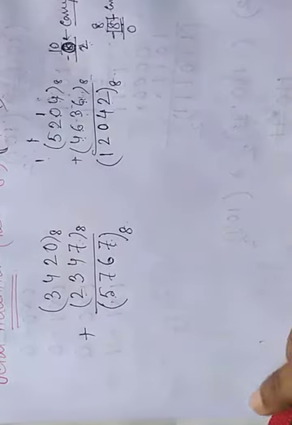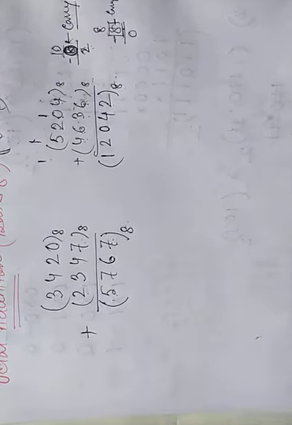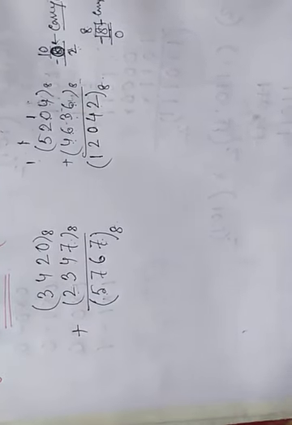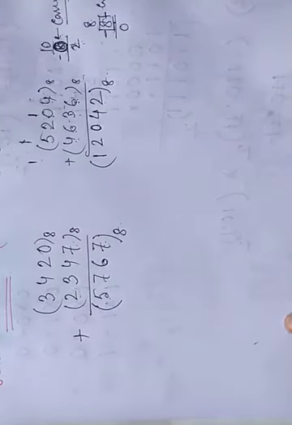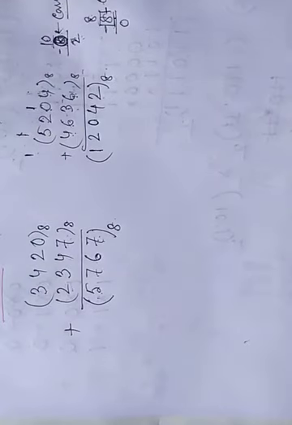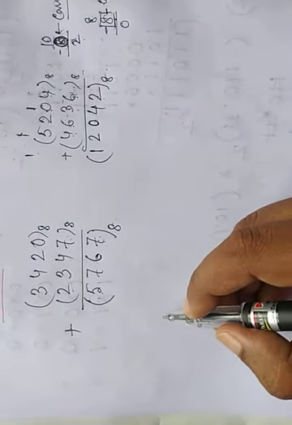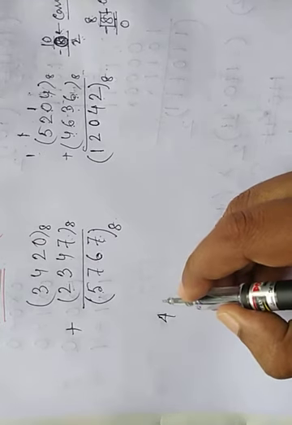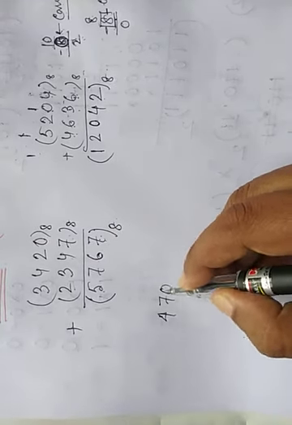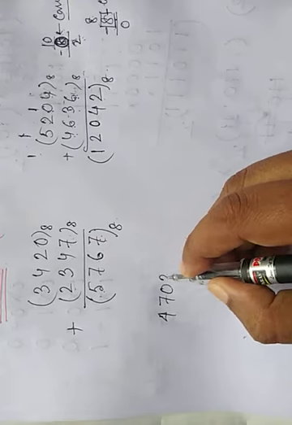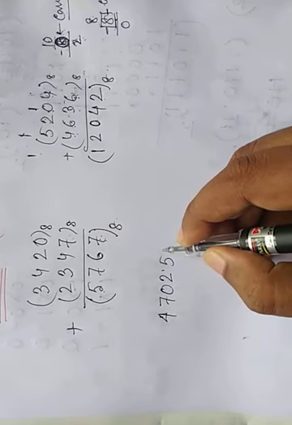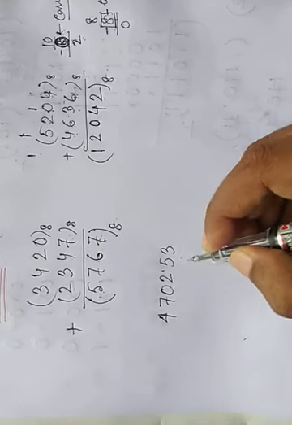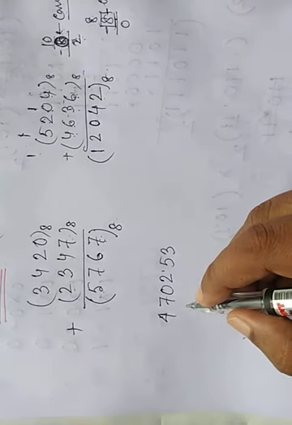Just if the number is greater than 7, then we have to subtract 8 from it. Now let us see another example. Suppose 4 7 0 and 2.53.